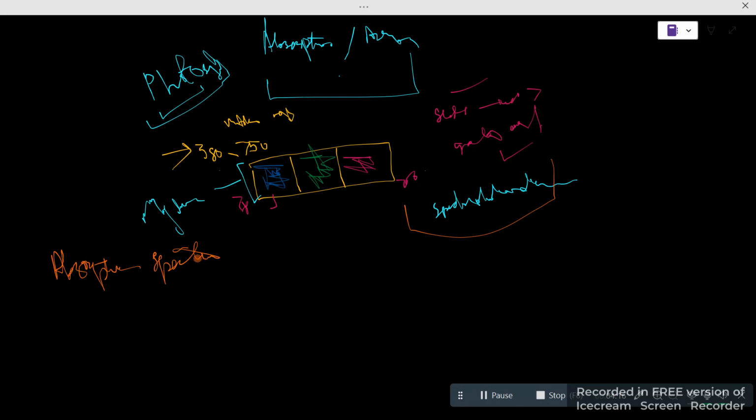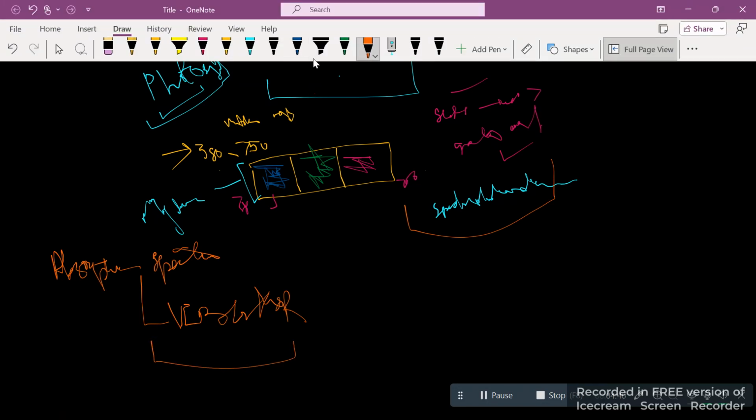So what does this mean? I'm just telling you in very easy words what this means. The range which could be absorbed or reflected: as we know, we have seven colors, VIBGYOR, which are violet, indigo, blue, green, yellow, orange, red.